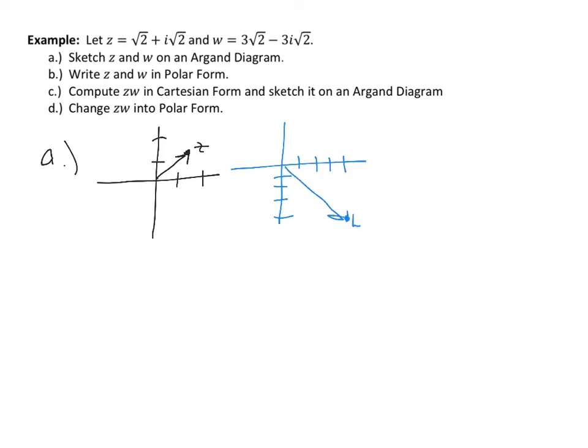This is w. All right, so next I need to write these things in polar form. So to write them in polar form, I'm going to need to come up with their new components.